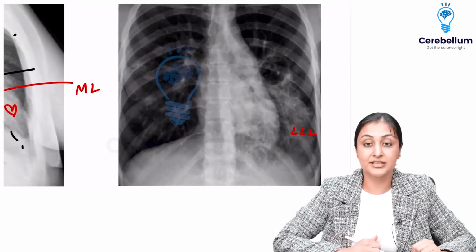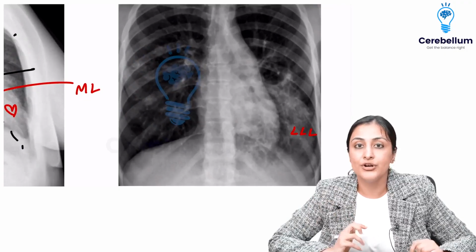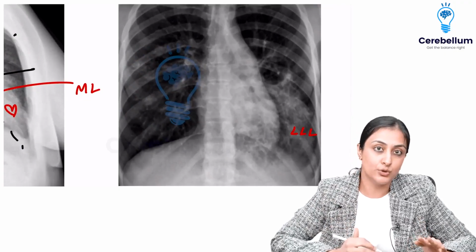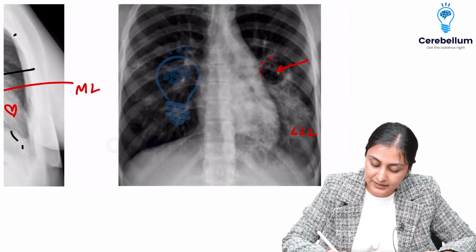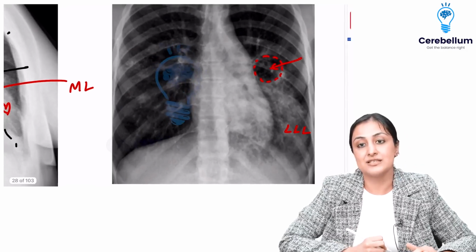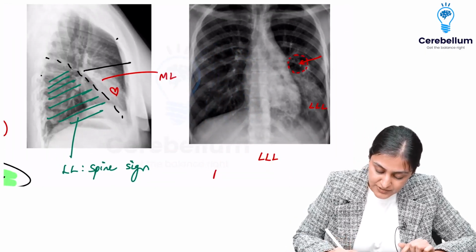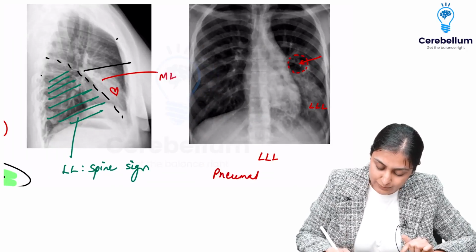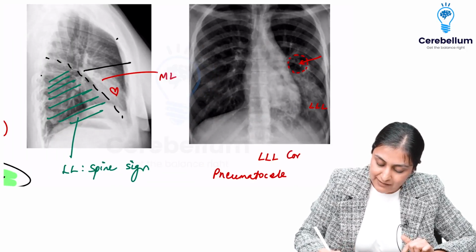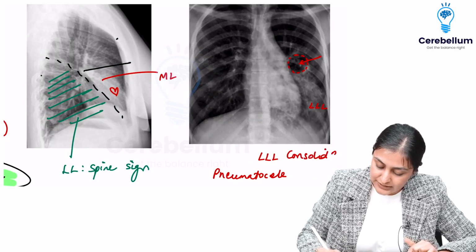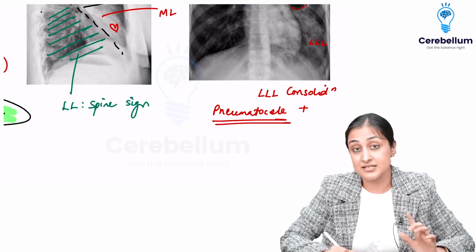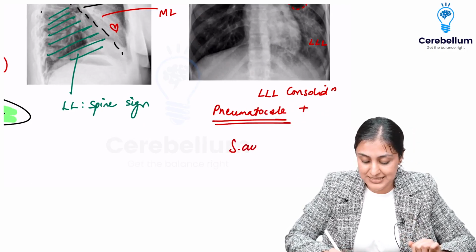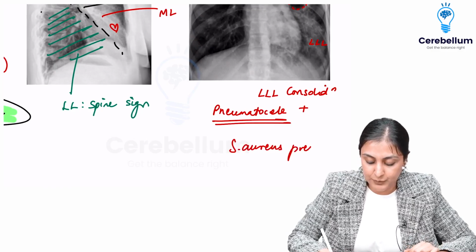In addition, look at the third X-ray now. We already see that there is a left lower lobe consolidation. You can also see that there is an air containing lesion here. This is what is called as a pneumatocele. So we have here a left lower lobe consolidation with a pneumatocele. A pneumatocele is a classical finding of a Staph aureus pneumonia.